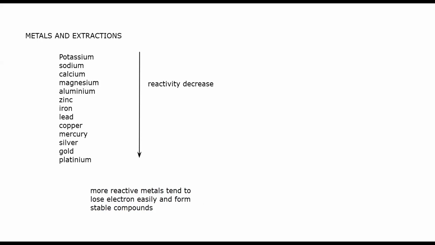When I use the term stability, I mean: by applying heat energy, can I decompose or chemically change the compound? So if I have potassium oxide and I have copper oxide, which one do you think is more stable? Which compound, or which oxide, is more stable? Potassium oxide or copper oxide? So the more reactive metals tend to lose electrons easily and form stable compounds. So which is more stable?